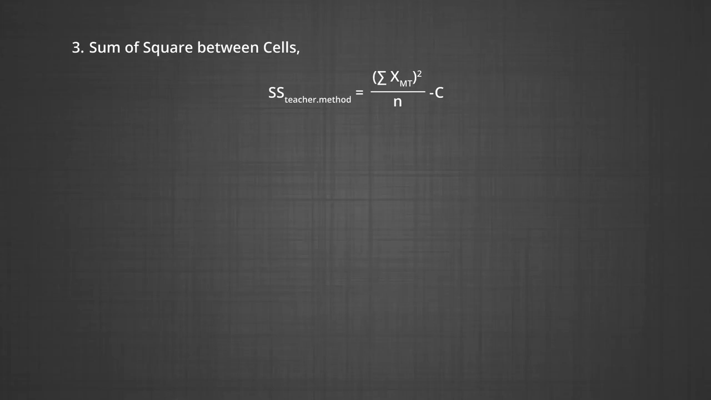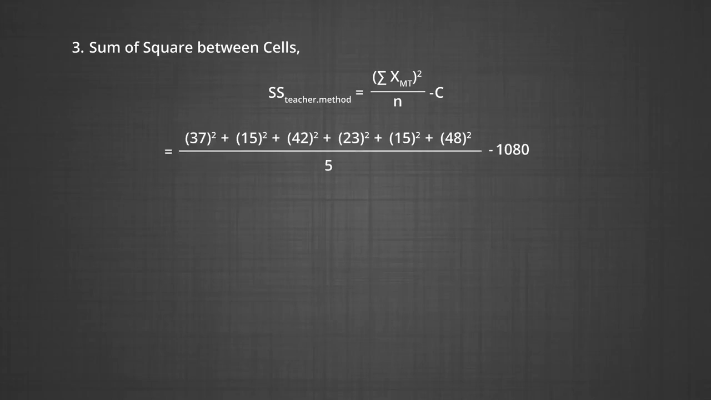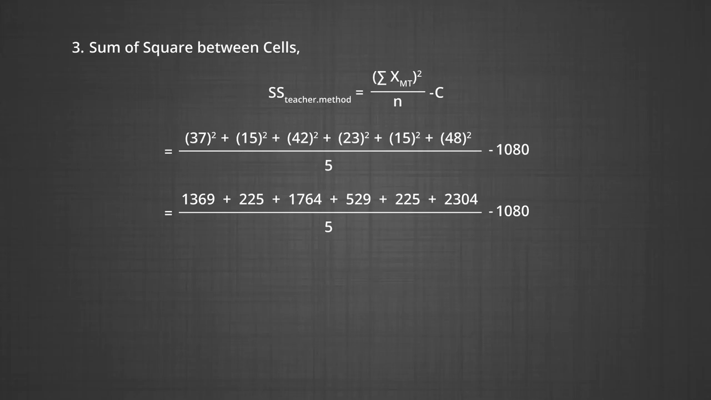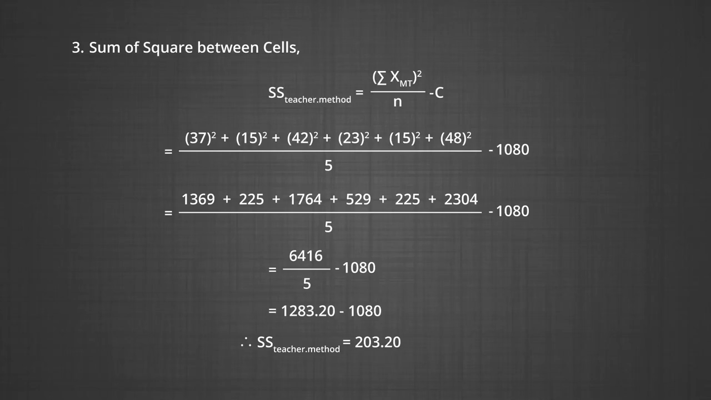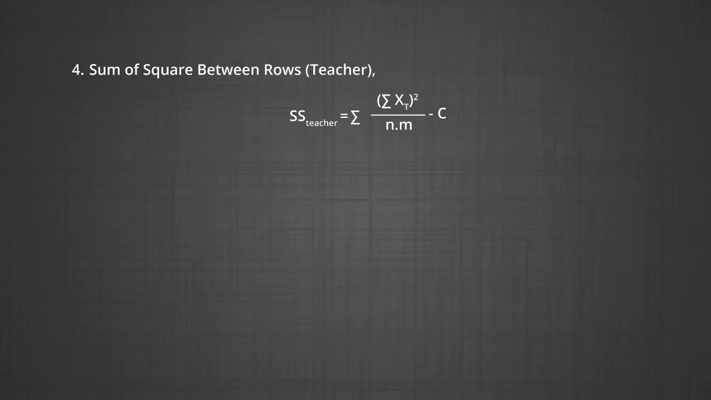Now we calculate the sum of squares between cells, and this is SS teacher times method, which is equal to summation, now in brackets, summation x, whole square upon n, minus correction. And the values are 37 square plus 15 square plus 42 square plus 23 square plus 15 square plus 48 square, whole divided by 5, minus 1080. Further calculations give me 1369 plus 225 plus 1764 plus 529 plus 225 plus 2304, whole upon 5, minus 1080. And the final value is 203.2.